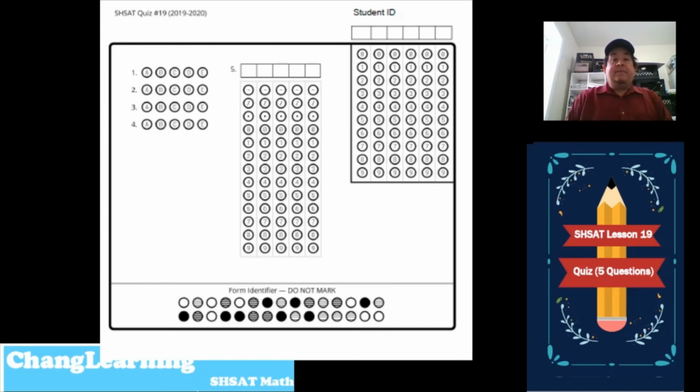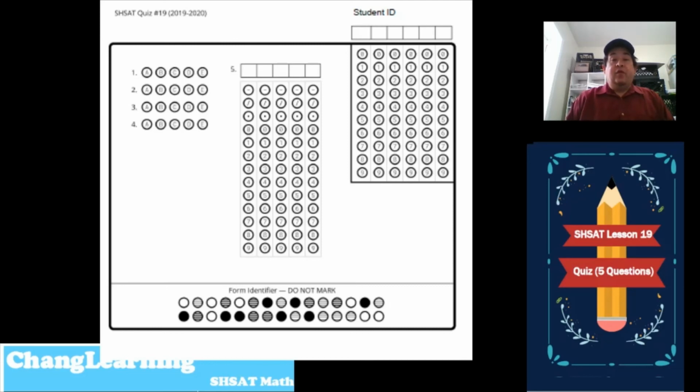This is a copy of the student ID bubble sheet for quiz 19. Remember to take your final answers in multiple choice and bubble them in, numbers 1 to 4, and also your grid-in answer, place it in the cells above and bubble in the bubbles below as well. To the right, please write your student ID, which is your birth year, birth month, followed by birth day, and the code for the first initial of your first name. So you should know your six-digit student ID provided to you by Chang Learning.